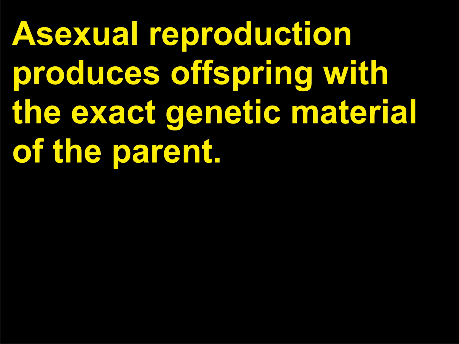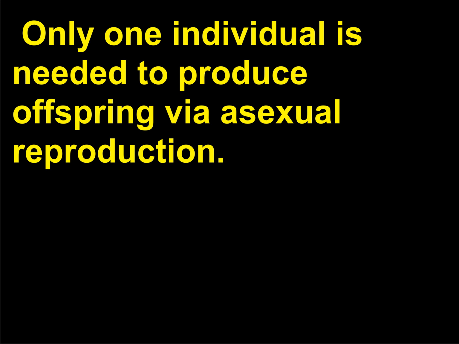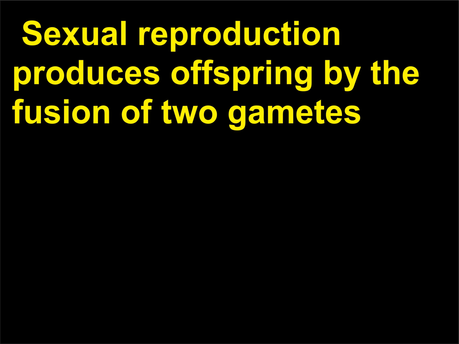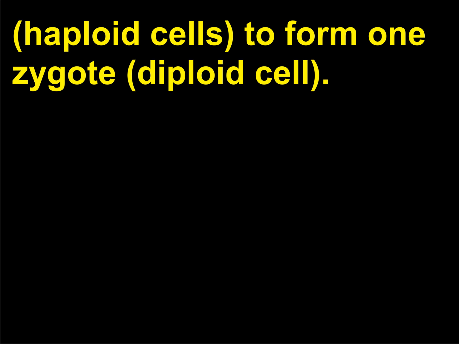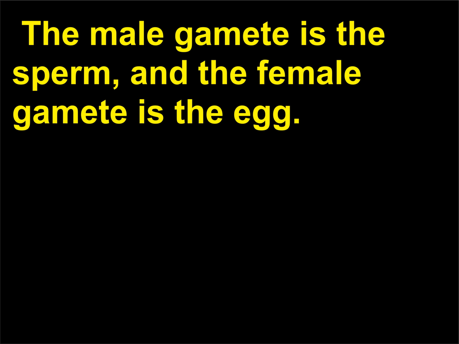Asexual reproduction produces offspring with the exact genetic material of the parent. Only one individual is needed to produce offspring via asexual reproduction. Sexual reproduction produces offspring by the fusion of 2 gametes, haploid cells, to form 1 zygote, a diploid cell. The male gamete is the sperm, and the female gamete is the egg.